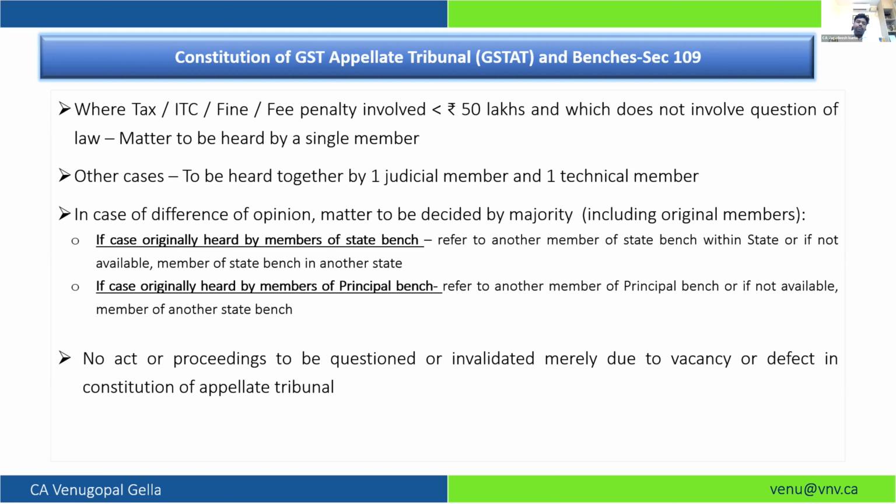If the case was originally heard by a member of the state bench and there is a difference of opinion, the case is referred to another member of the state bench within the same state, or if that member is not available, to a member of the state bench in another state. If the case was originally heard by members of the principal bench, then in case of difference of opinion the matter would be referred to another member of the principal bench. If such a member is not available, they will refer it to a member of another state bench.